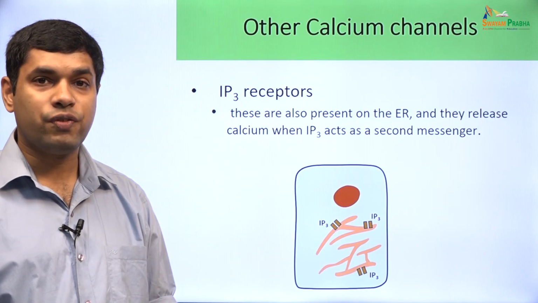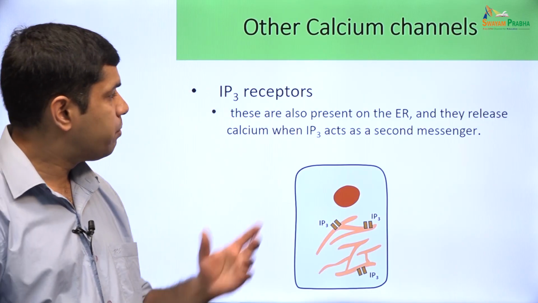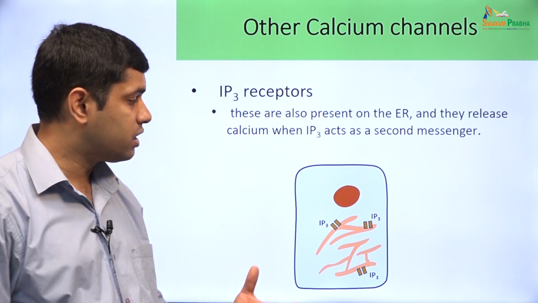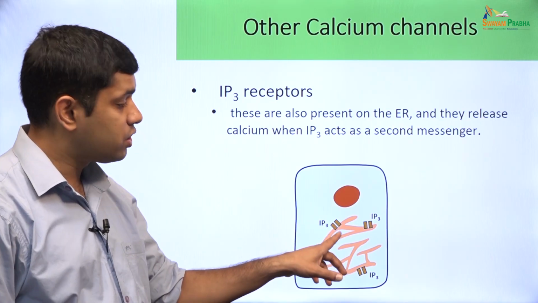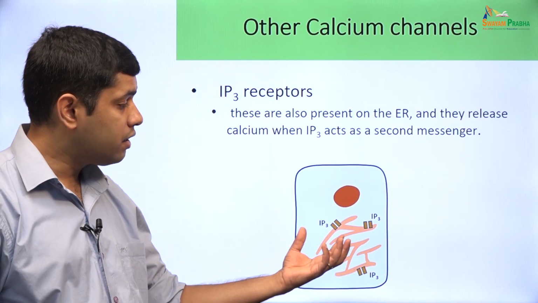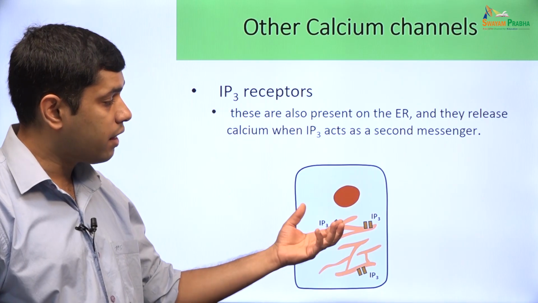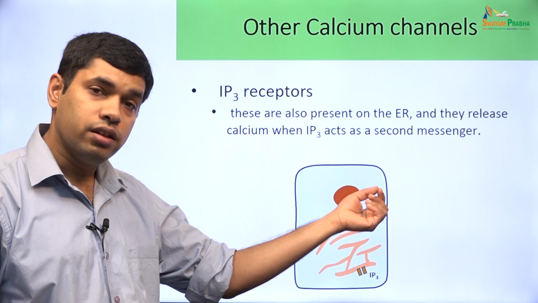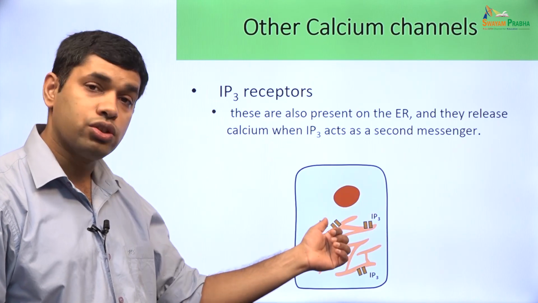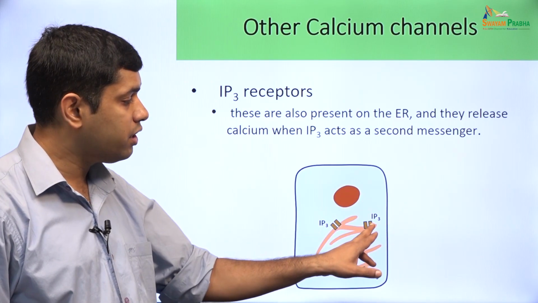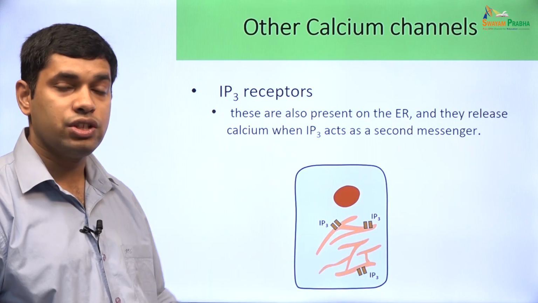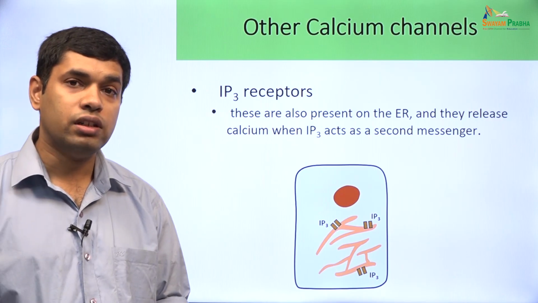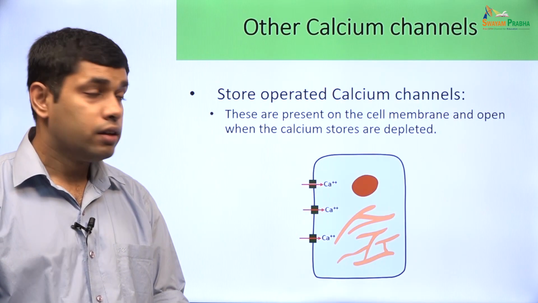We will now look at some of the other calcium channels, and we'll begin with the IP3 receptors. Now this is important for non-excitable cells where these are also present on the sarcoplasmic reticulum, and these permit calcium exit, and they do that when the second messenger IP3 binds to this receptor. So IP3 binding to the IP3 receptor causes a calcium release. Now this is important for maintaining the calcium level in the intracellular fluid.